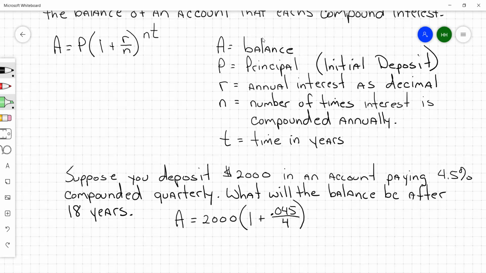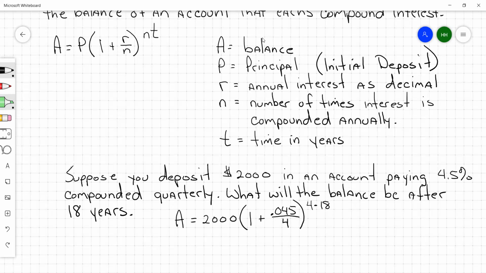Now, our exponent here, number of times the interest is compounded annually. If they're compounding quarterly, our n is going to be a 4 because it's going to happen 4 times a year. Number of years, our t is time in years, and in this case, we're talking about 18 years. All right, so there's your setup.